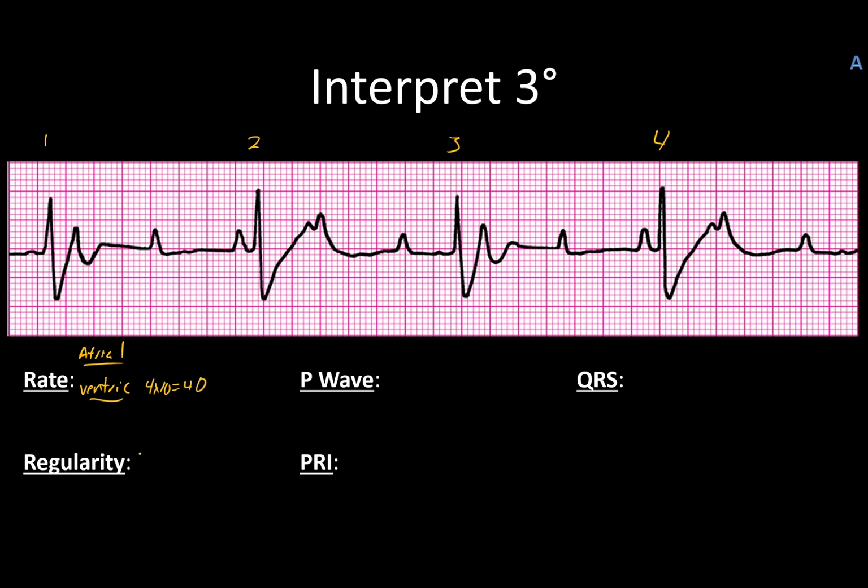Gives you 40. We are regular. It's a no pattern. Now, ectopy. I have more P's than I do QRS. Let's go ahead and mark out those P waves that we can see.